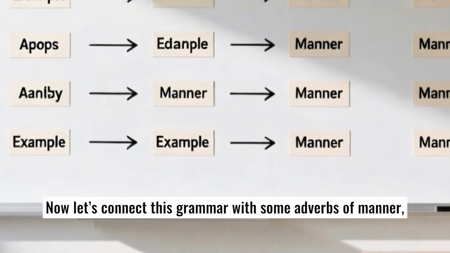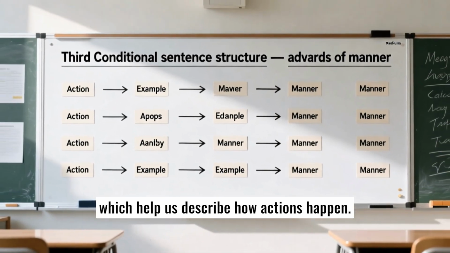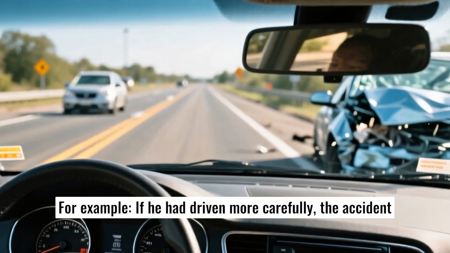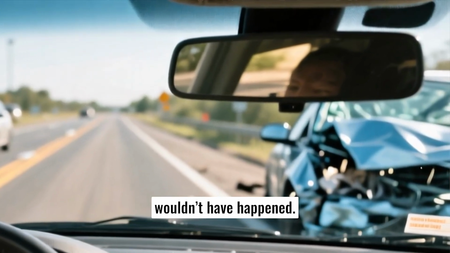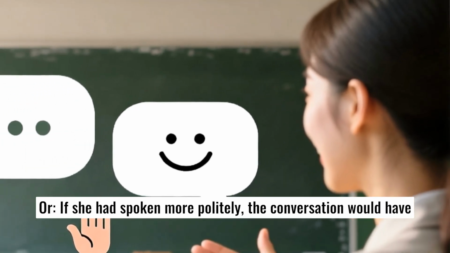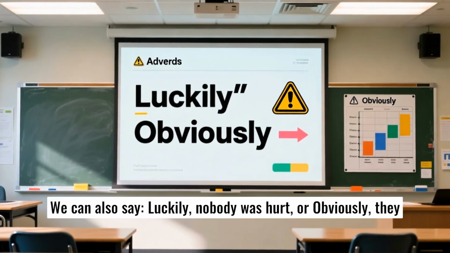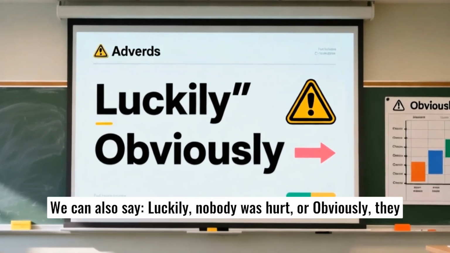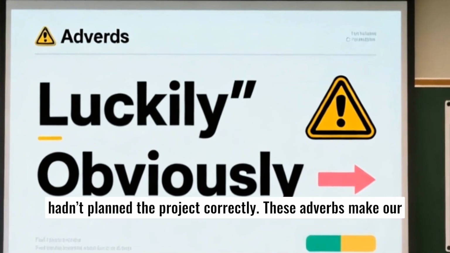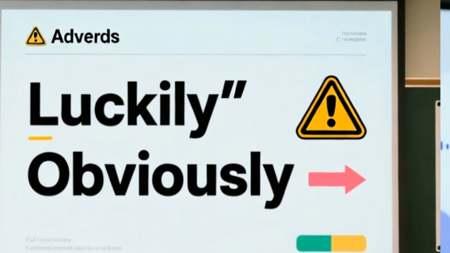Now let's connect this grammar with some adverbs of manner, which help us describe how actions happen. For example, if he had driven more carefully, the accident wouldn't have happened. Or, if she had spoken more politely, the conversation would have ended differently. We can also say, luckily nobody was hurt, or obviously they hadn't planned the project correctly. These adverbs make our sentences richer and more natural.